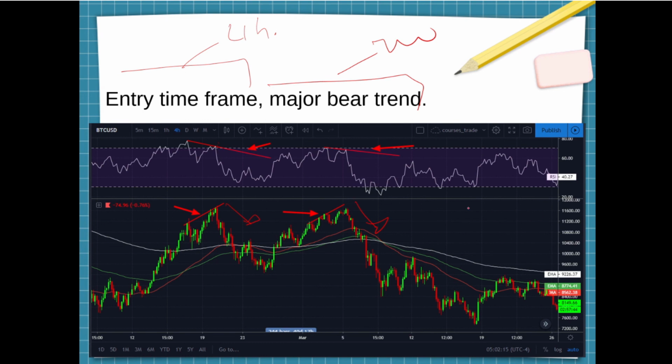Next time we move from 11k down to $7,600. Lots of money to be made here. I see that stuff, I don't buy it. I might reduce just a little bit, but I keep my short open, boom, more money.